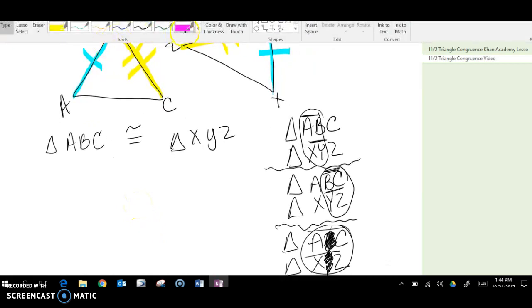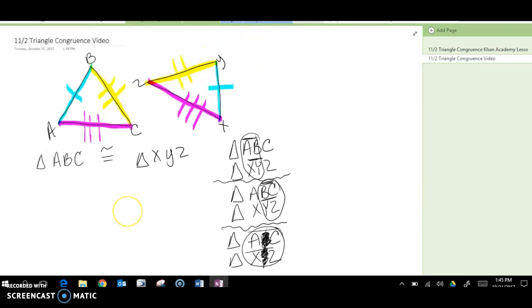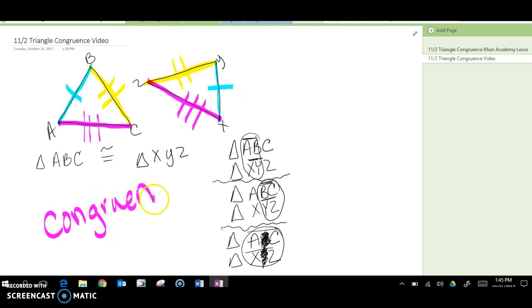Let me get another color. AC, here's our AC, and XZ. Look at that. Now, how many tick marks do you think I'm going to get on this one? Correct. Three. One, two, three. Very good. Over here, one, two, three. So that's how I'm going to mark the congruent sides. Okay? So these are the congruent sides of a congruent triangle.